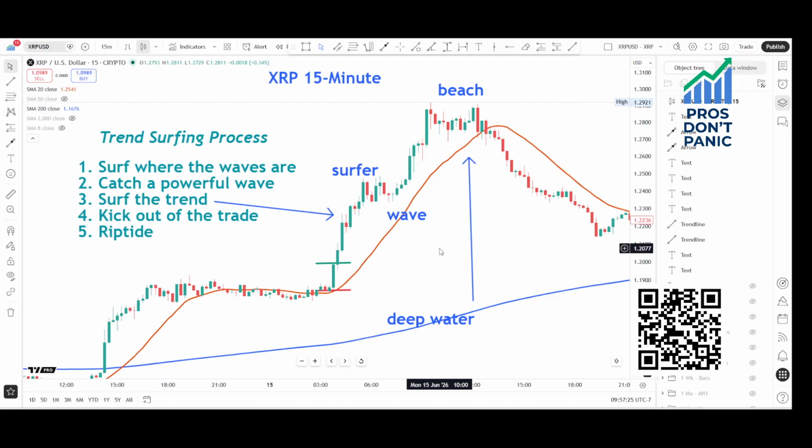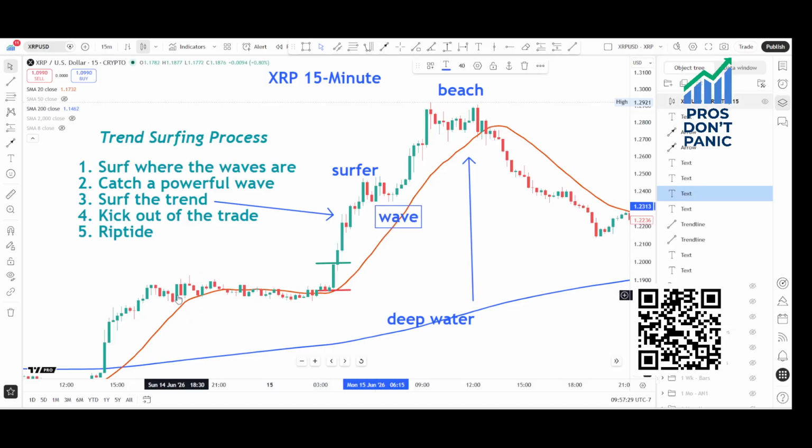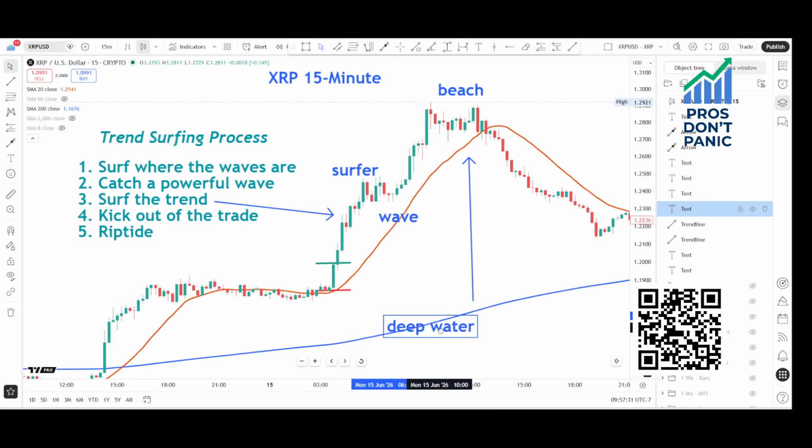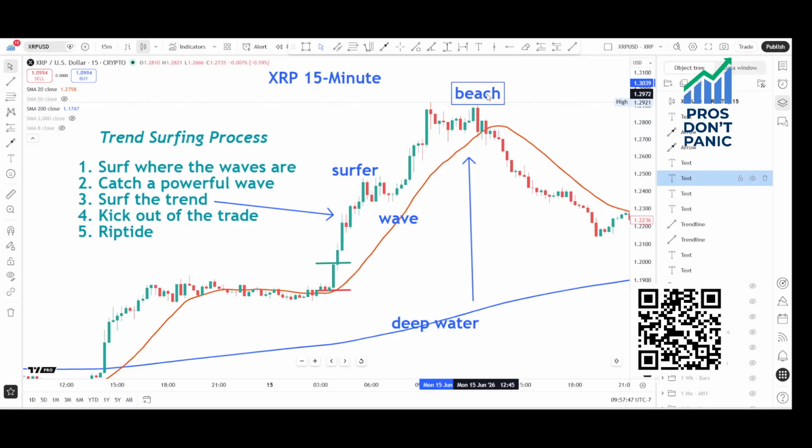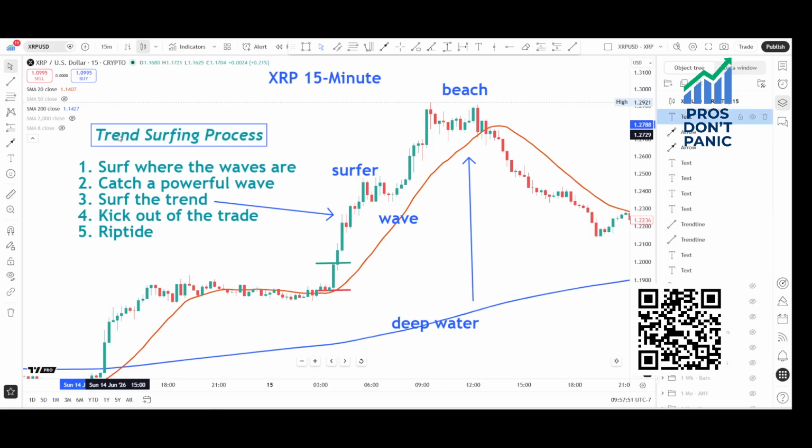So what is the wave? The wave is the 20-period moving average as it's breaking out of the deep water. The deep water is the 200-period moving average. So we've got the deep water and the 20-period moving average. They're coming together. And when the market breaks out, this 20-period moving average is going to rise like a wave. And the surfer is the market going to surf this wave into the beach. This is what I call the coastline analogy of the trend surfing process.